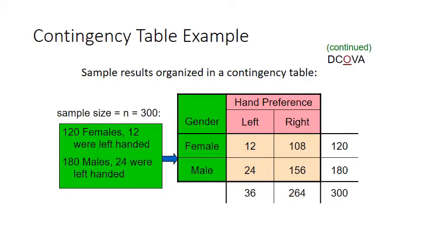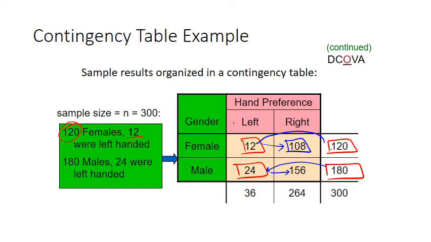So here let's say we are given data that out of 120 female, 12 are left-handed, and out of 180 male, 24 are left-handed. This is given. Now we know that there are total 120, so remaining are right-handed: 120 minus 12. And 180 minus 24, remaining are right-handed male.